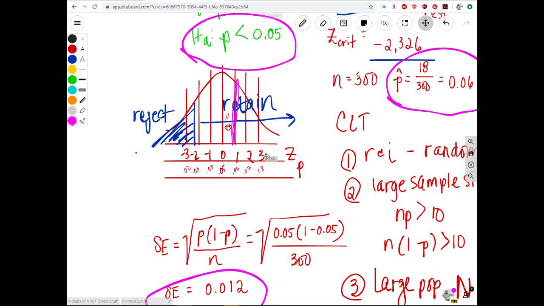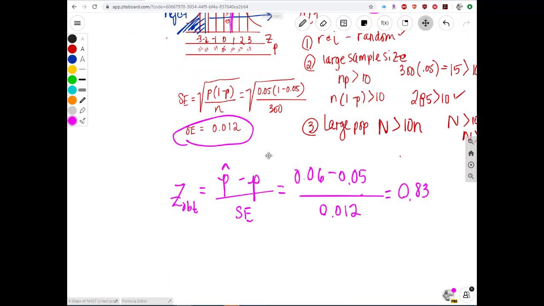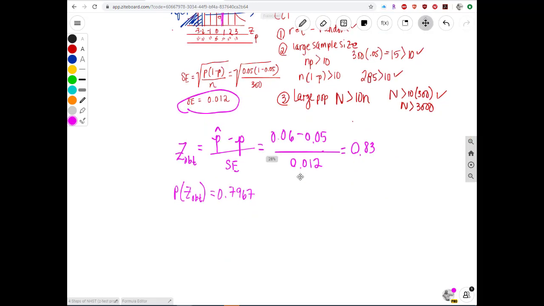So our Z obtained was 0.83, and the probability of Z obtained was 0.7967. This had to be less than 0.01, and it's not. It's more than 0.01. So these are the two things we're comparing here.